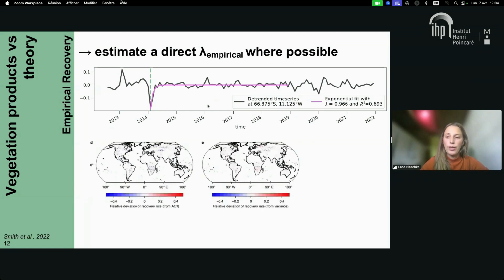And then for this, we get maps for different locations wherever we can detect such perturbations. We get a lambda empirical, and then we also have our maps of, for example, autocorrelation or variance. And the idea now is simply to check the correlation of these theoretical resilience measures with the empirical ones.